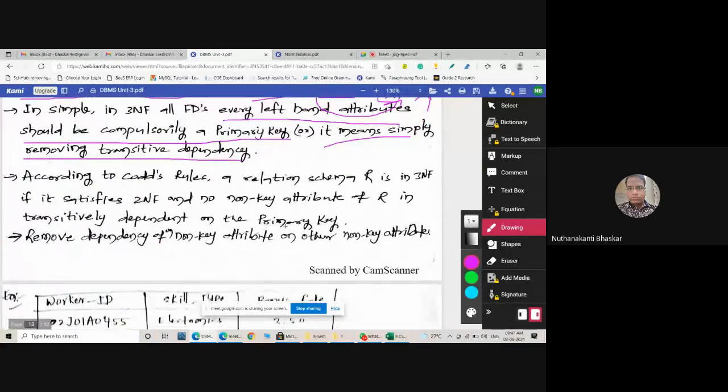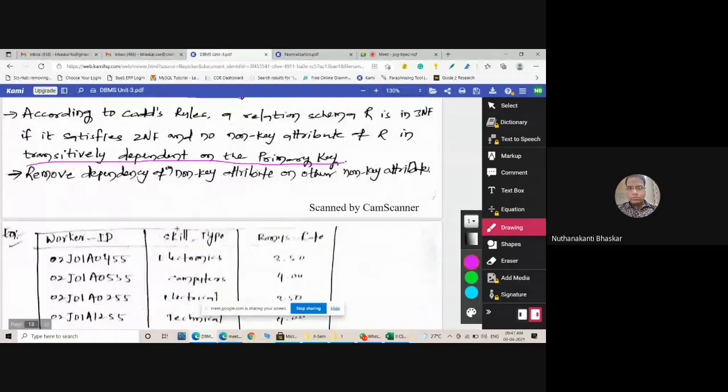According to Codd's rule, as I already told you, here we are doing as per Codd's rule only. A relation schema R is in third normal form if it satisfies second normal form and no non-key attribute of R is in transitive dependency on the primary key. Just now, whatever you discussed.